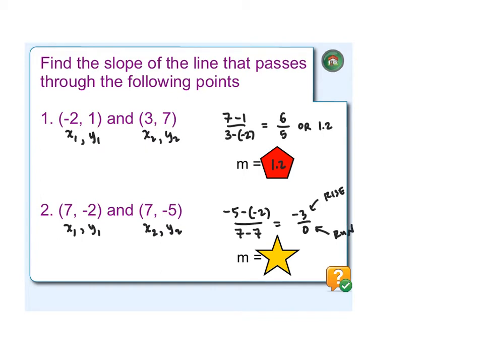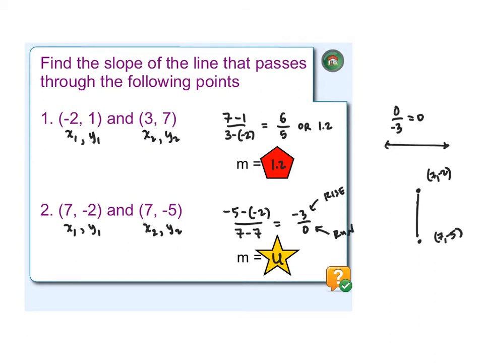I've got 7, negative 2, and a 7, negative 5. This is a vertical line. A vertical line does not have a slope that we can calculate. So this is an undefined slope. Okay, you could use the letter U. You could write out the word undefined. That slope would be much different than if we had 0 over negative 3. That would be a slope of 0, which would be a horizontal line.